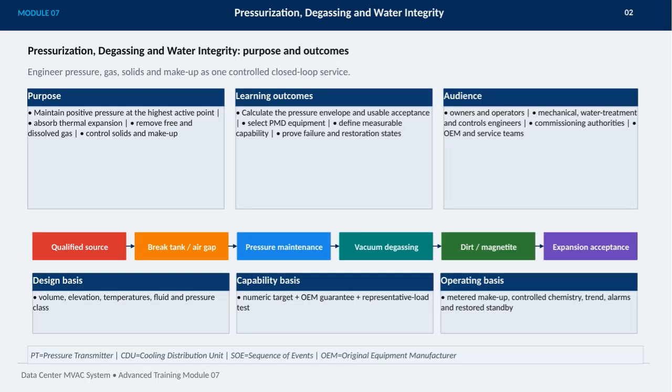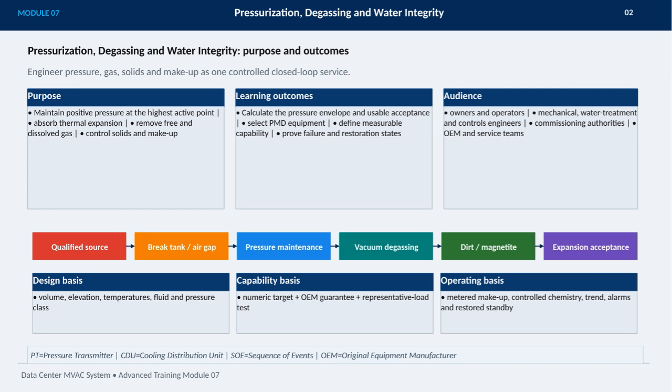This module focuses on pressurization, degassing, and water integrity within data center MVAC systems. Our goal is to engineer pressure, gas, solids, and makeup as a single controlled closed-loop service. The purpose here is to maintain positive pressure at the highest active point, absorb thermal expansion, remove free and dissolved gases, and control solids and makeup effectively.